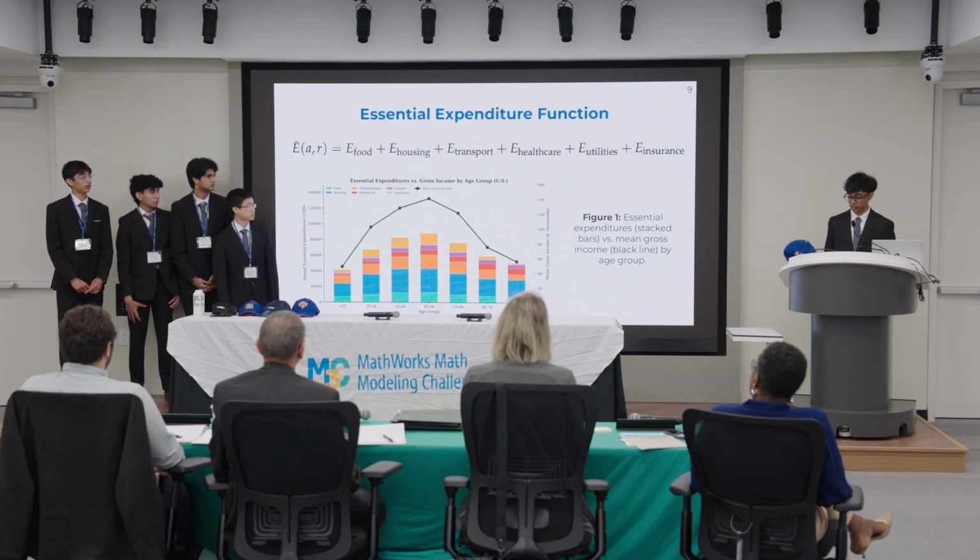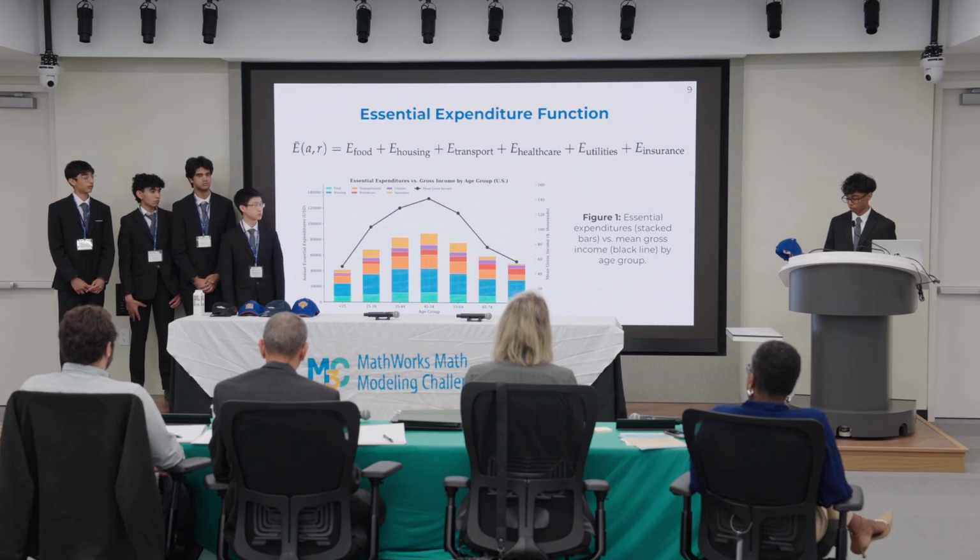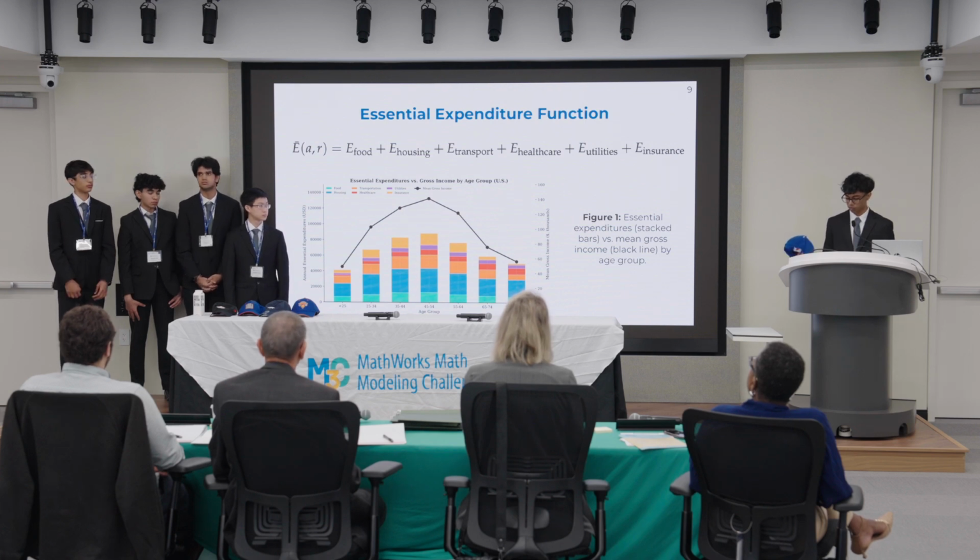Essential spending is the sum of 6 categories, each passing a simple test: could a reasonable person choose to spend 0 on this? Food and housing clearly cannot be eliminated. The stacked bars in the shown graph show essential expenditures by age group, and the black line shows mean gross income. Notice the gap between income and expenses nearly vanishes for the youngest and oldest age groups.